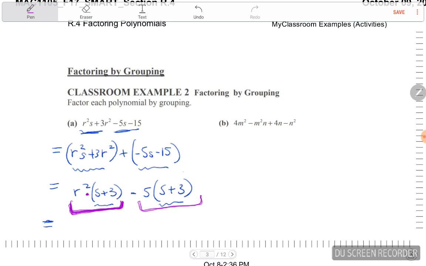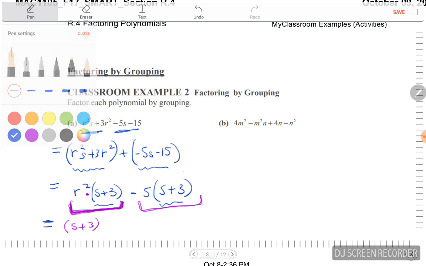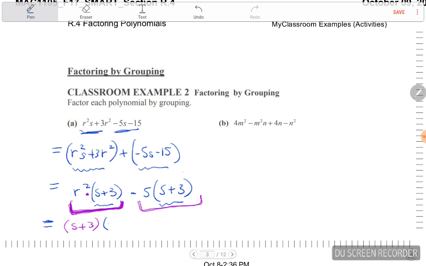So now that I'm looking at this as a term and this as a term, I'm looking to see if they have a common factor, and s plus 3 is what's common there, and whatever's left over, as usual, goes into a set of parentheses. And this is the factored form of this polynomial.